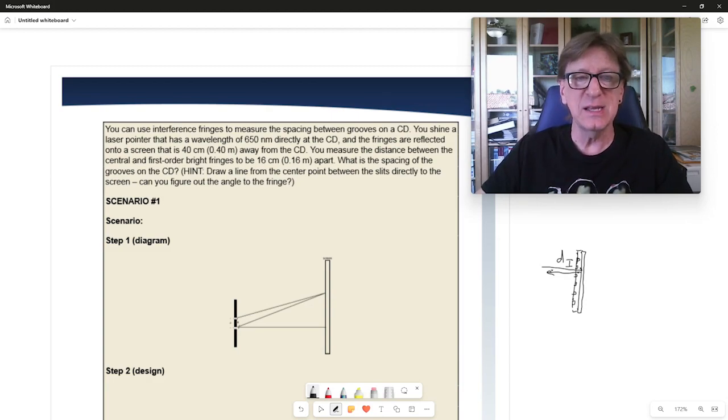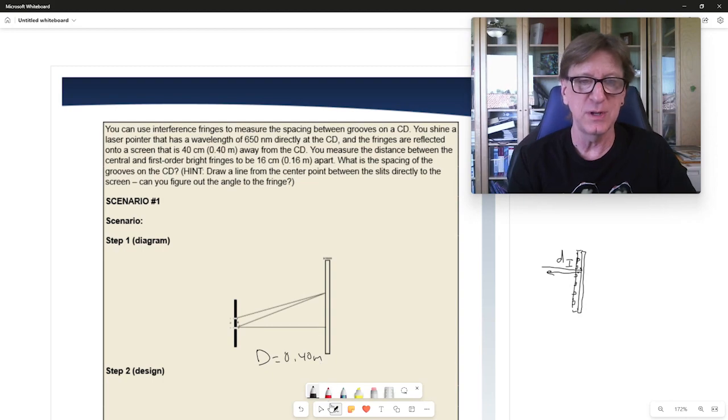Okay, so let's take an example. Let's say that we've got a red laser pointer, and it's about 650 nanometers-ish. It's not exactly that, but you'll find it printed on the laser. And we're going to reflect those fringes onto a screen that's 40 centimeters away. So we'll call this capital D, and we're going to say that that's 40 centimeters away, or 0.40 meters.